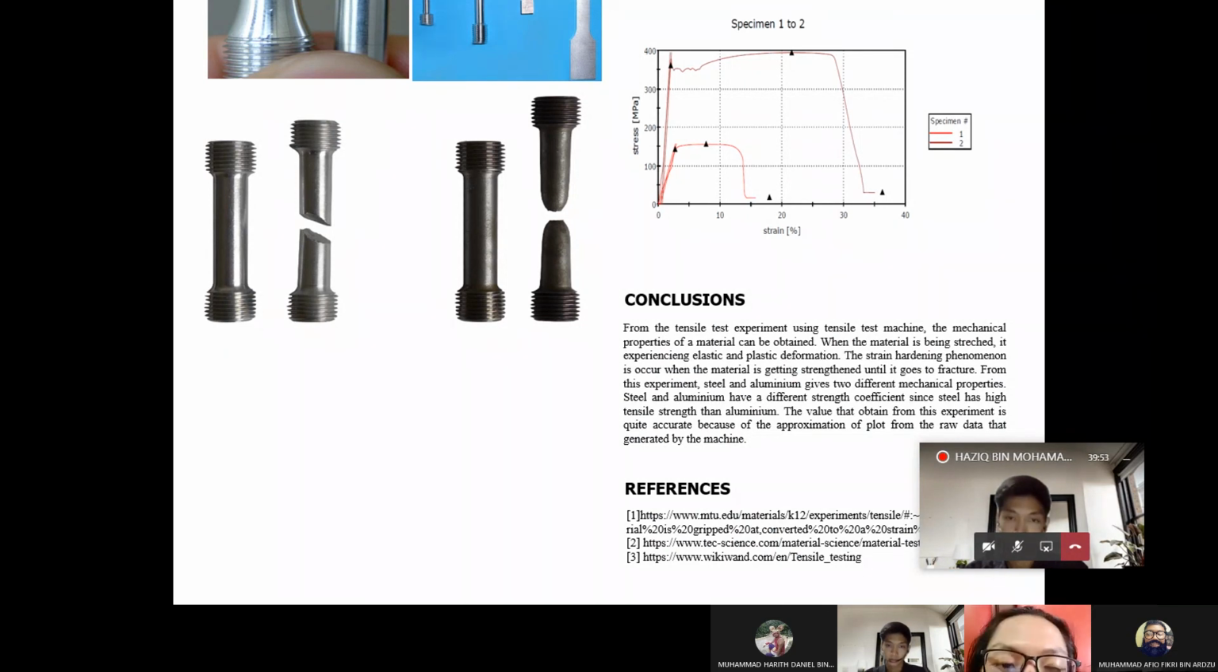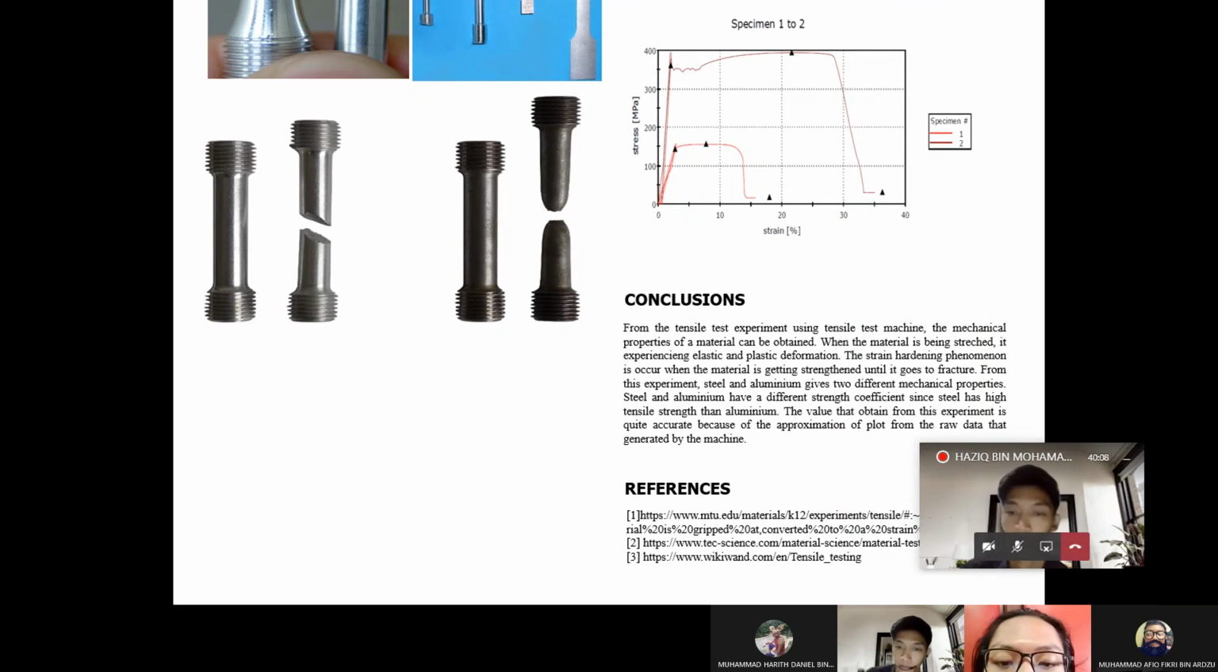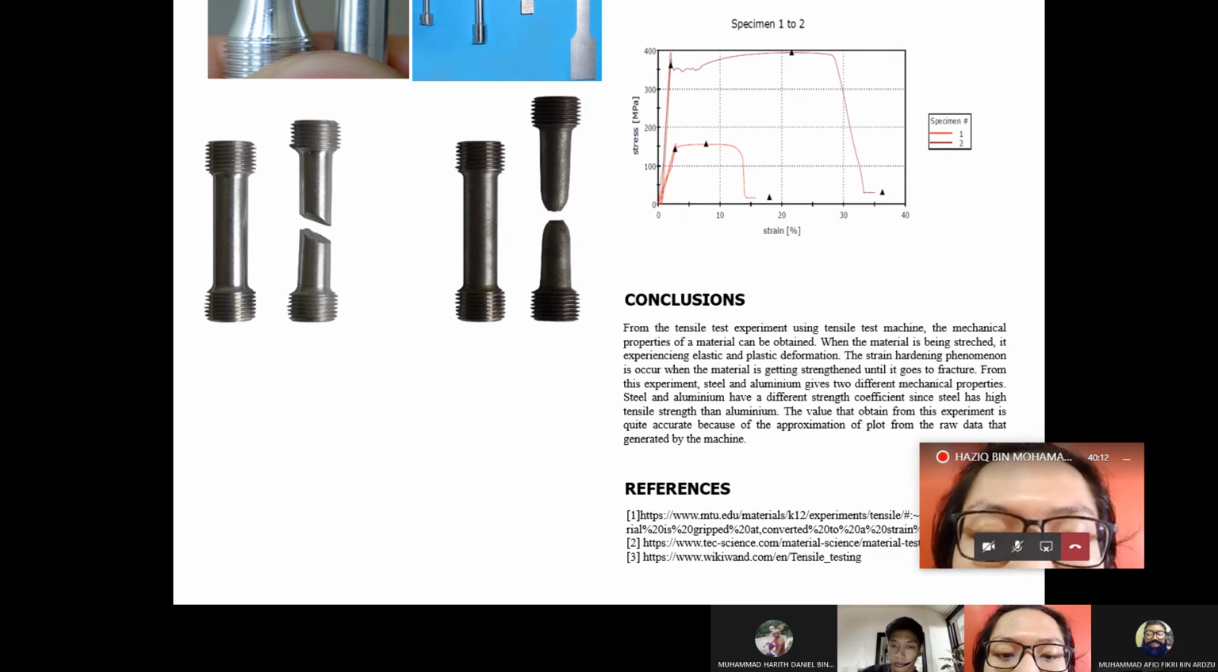Conclusion. From the tensile test experiment using tensile test machine, the mechanical properties of a material can be obtained. When the material is being stretched, it experiences elastic and plastic deformation. The strain hardening phenomenon occurs when the material is getting stretched until it goes to fracture.